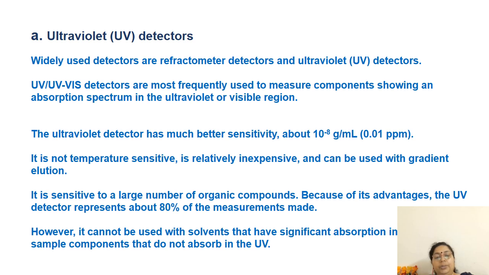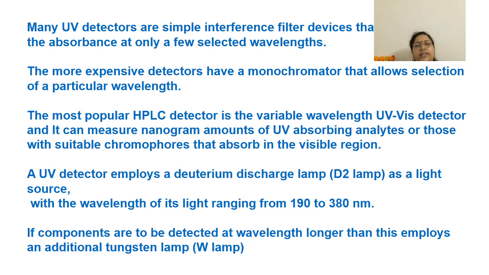But it cannot be used with solvents that have significant absorbance in the UV visible region. More expensive detectors have a monochromator that allows selection of a particular wavelength. A UV detector employs a deuterium discharge lamp as a light source with a wavelength of its light ranging from 190 to 380 nanometer. And for the visible region, a tungsten lamp is commonly used.